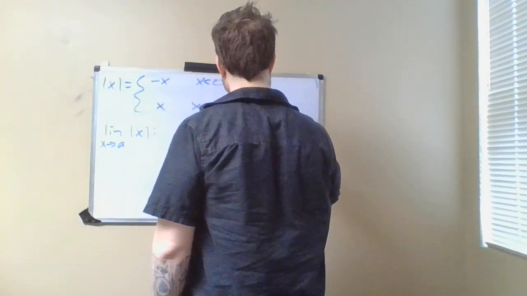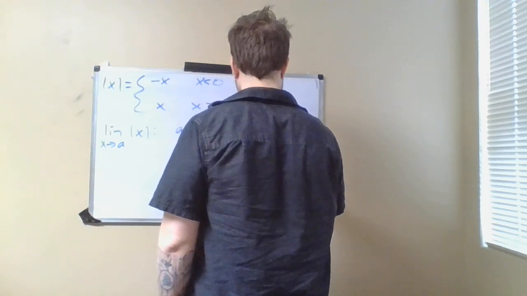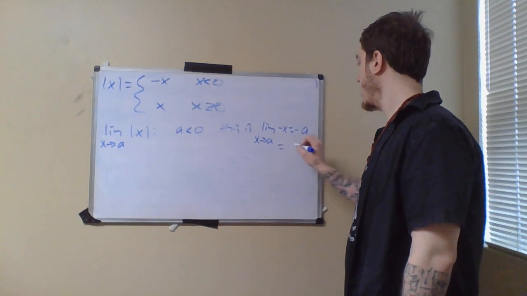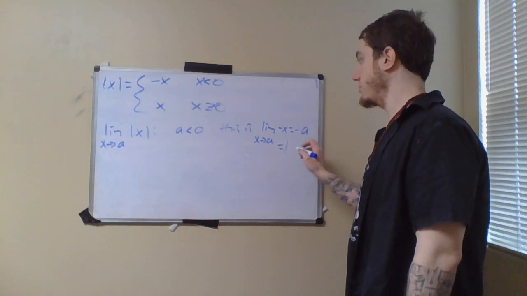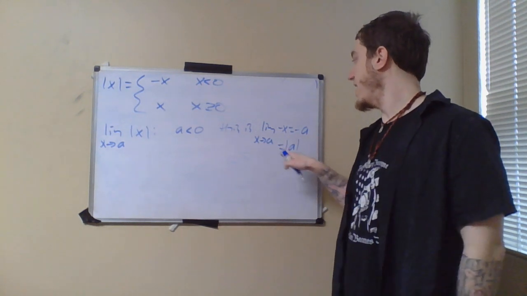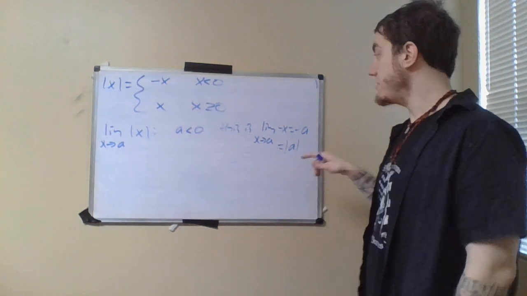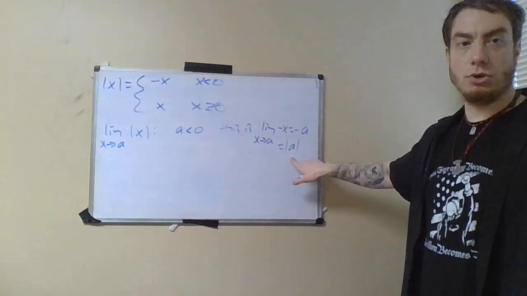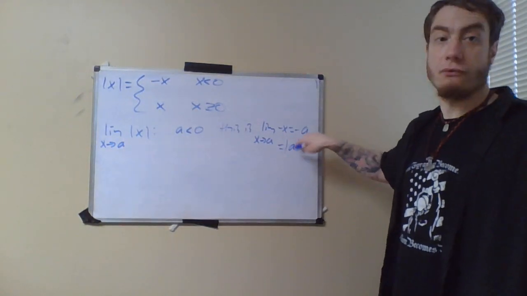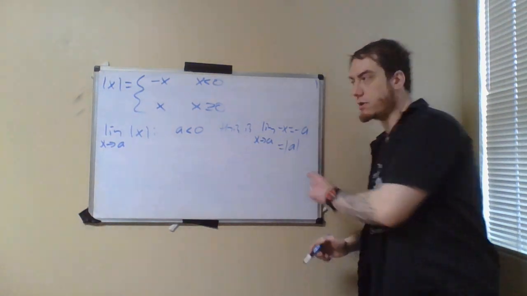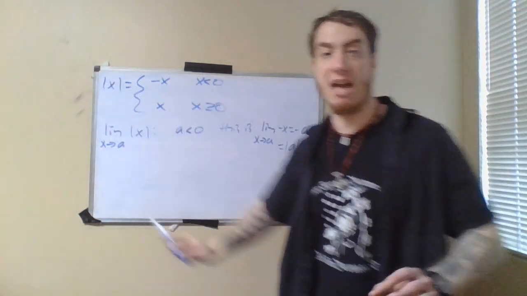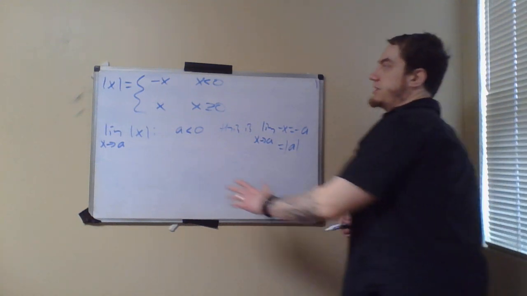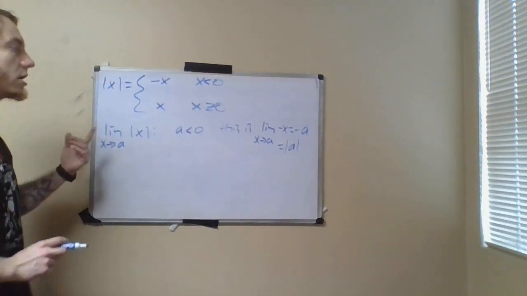then this is the same as the limit as x approaches a of negative x, which is simply equal to negative a, which is the absolute value of a when a is a negative number. And therefore, whenever a is less than 0, this limit is equal to the function itself. Because remember, the absolute value here is the function we're talking about. We're not simply thinking of this as some operation inside the function. This is literally the function that we are talking about.